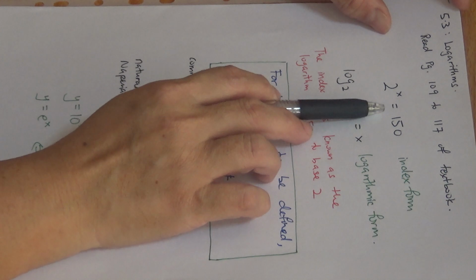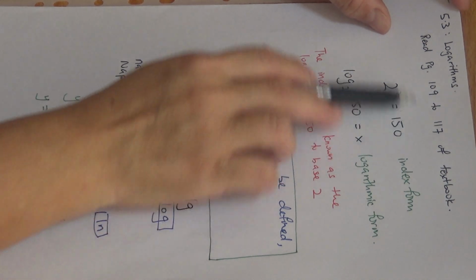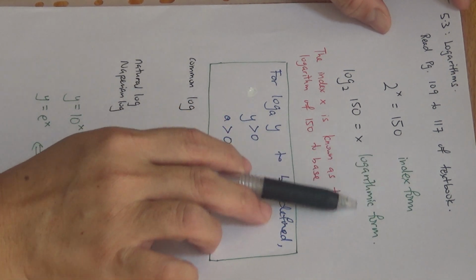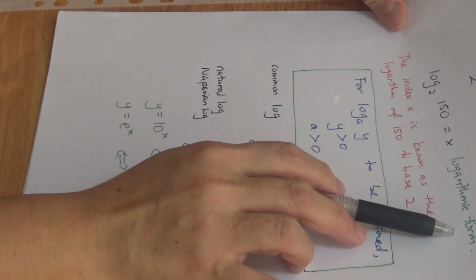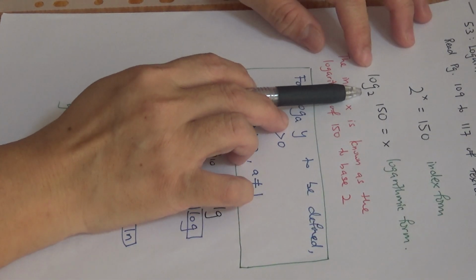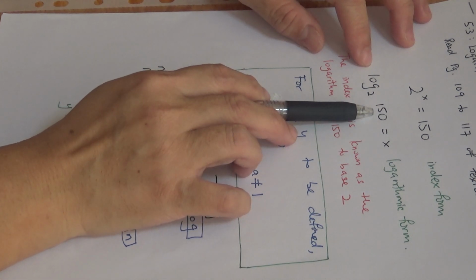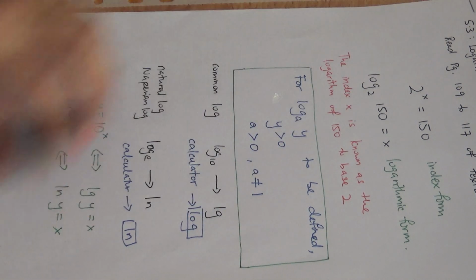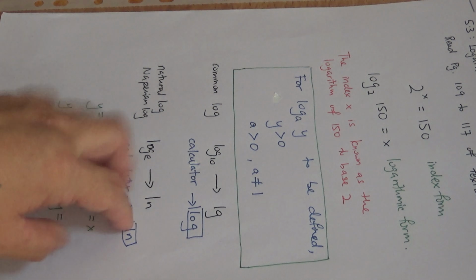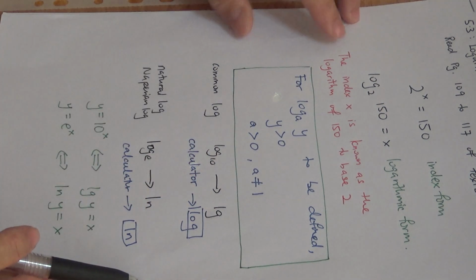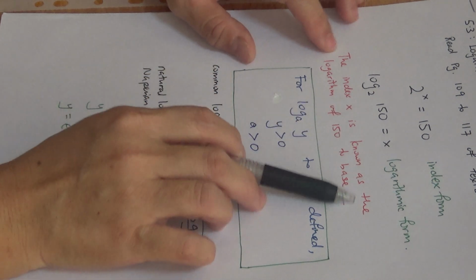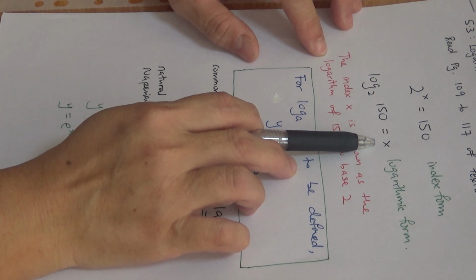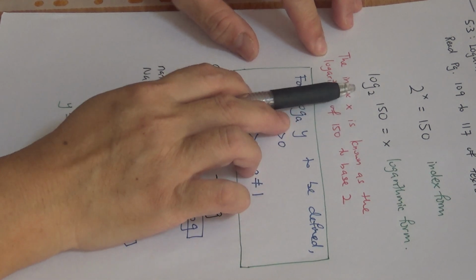Now, 2^x = 150. This is written in the index form. How do we write it in the logarithmic form? We put the base here, the power here, and the answer here. Can you see the base here, the power here, and the answer here? This is called the logarithmic form. Now the index x is known as the logarithm of 150 to base 2.